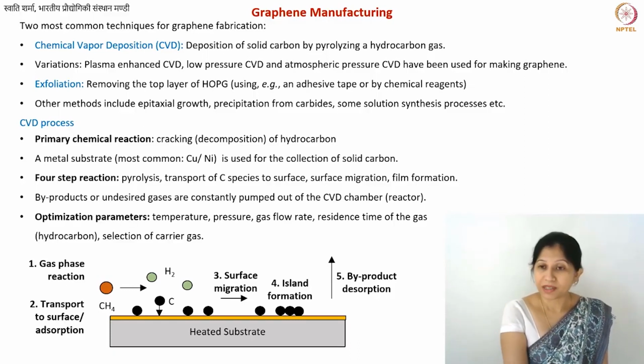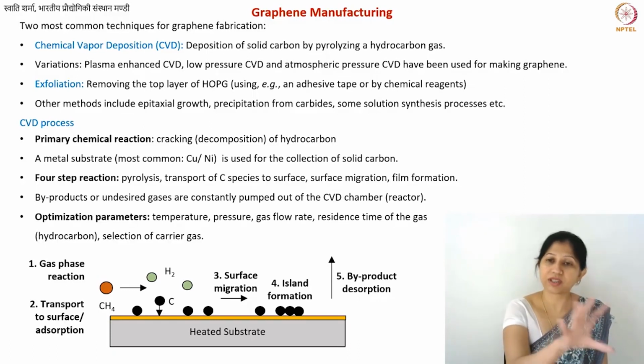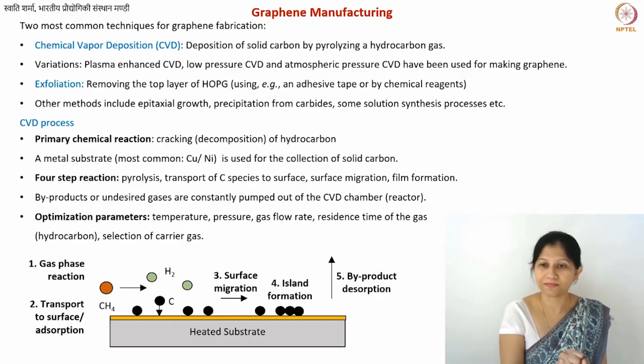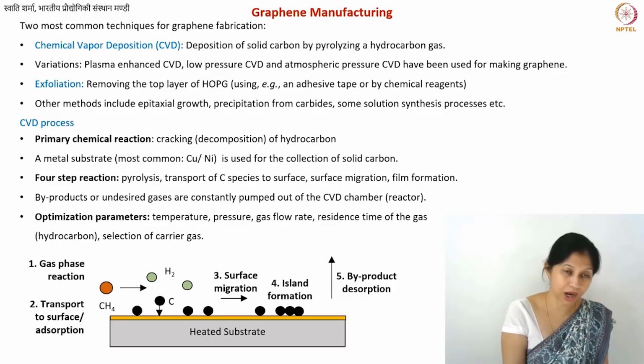Now, what will be the optimization parameters? So this was just the process, right? This is not the reactor. So of course, when we talk about the design of the reactor, a number of things become important. The temperature, of course, the substrate temperature is important. That is also determined by what kind of catalyst you're using and so on. That is number one.